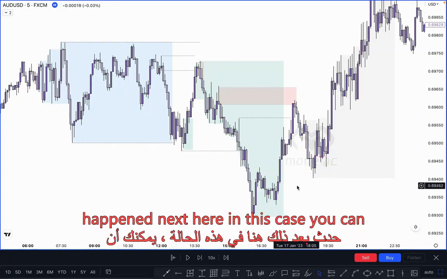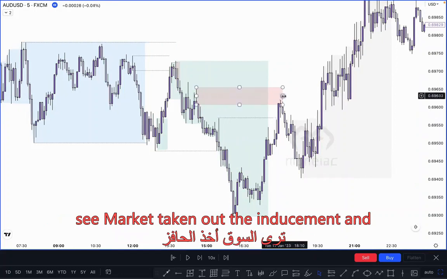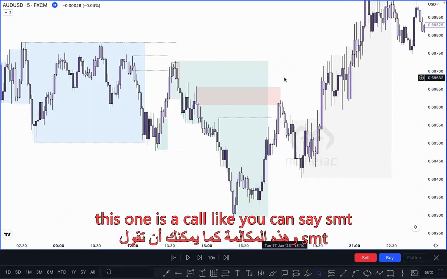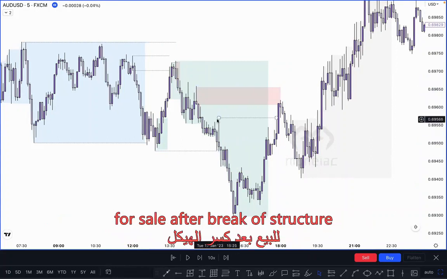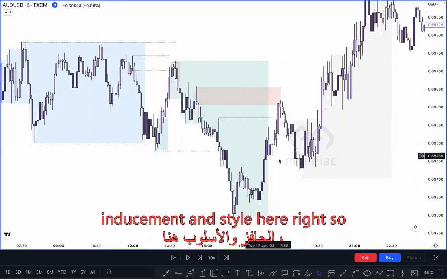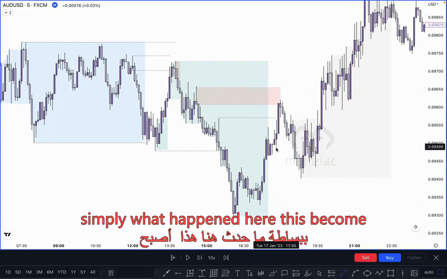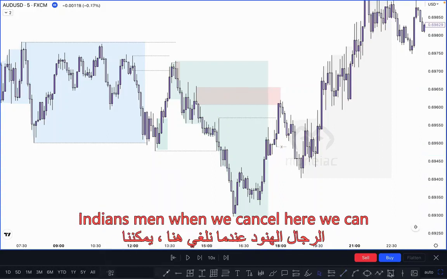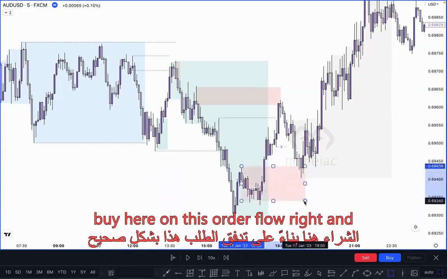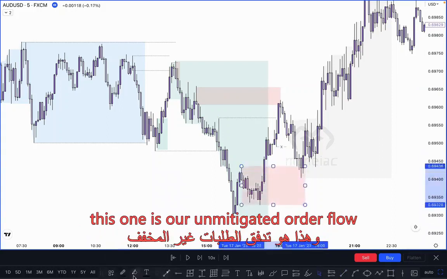In this case, you can see the market taking out the inducement, and this one is called, you can say, SMT maybe, because people are looking here for sell after break of structure, inducement, and sell here, right? So simply what happened here? This became our inducement. And after taking out the inducement, we can sell here, we can buy here on this order flow, right? And this one is our unmitigated order flow.